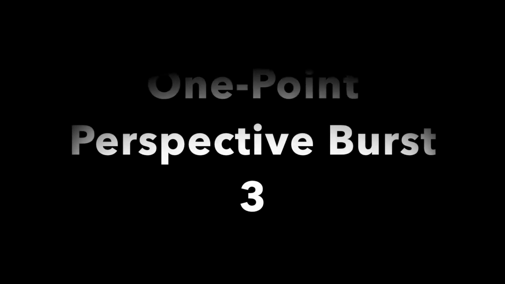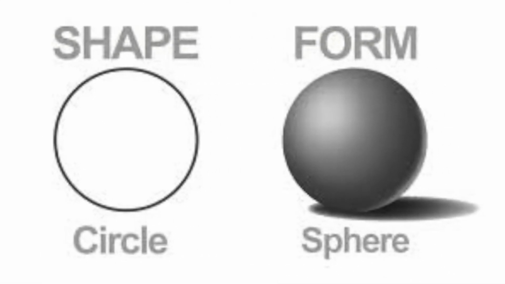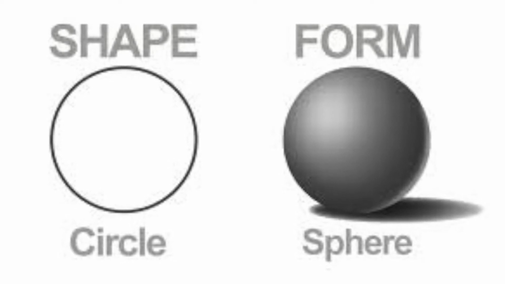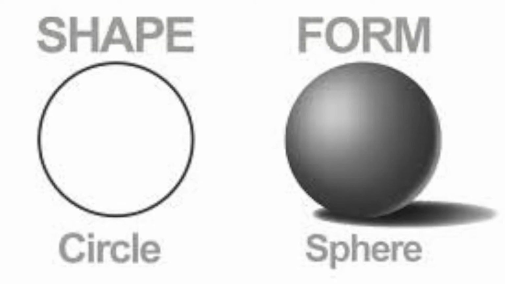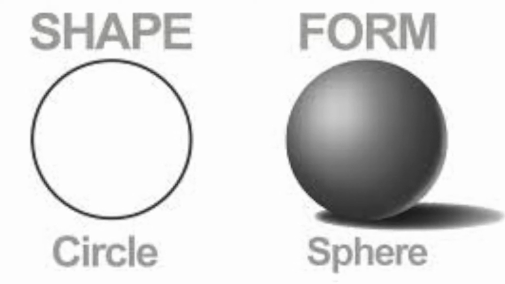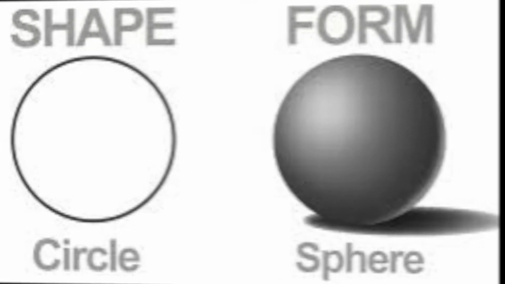In this lesson, we will continue our exploration of one-point perspective by creating yet another three-dimensional burst. In our last two examples, we talked about the element of shape and form. Shapes, of course, are two-dimensional, and forms are three-dimensional. We use perspective to transform our shapes into three-dimensional forms.